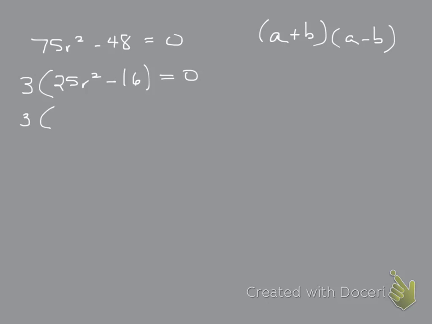Okay, so here I'm going to have 3 comes down. What's A? 5r. Very good. What's B? 4. So plus 4, and then the other, and it doesn't matter. You could have done negative 4 first if you want to. And then the other one is 5r minus 4 equals 0, and that's the shortcut method.